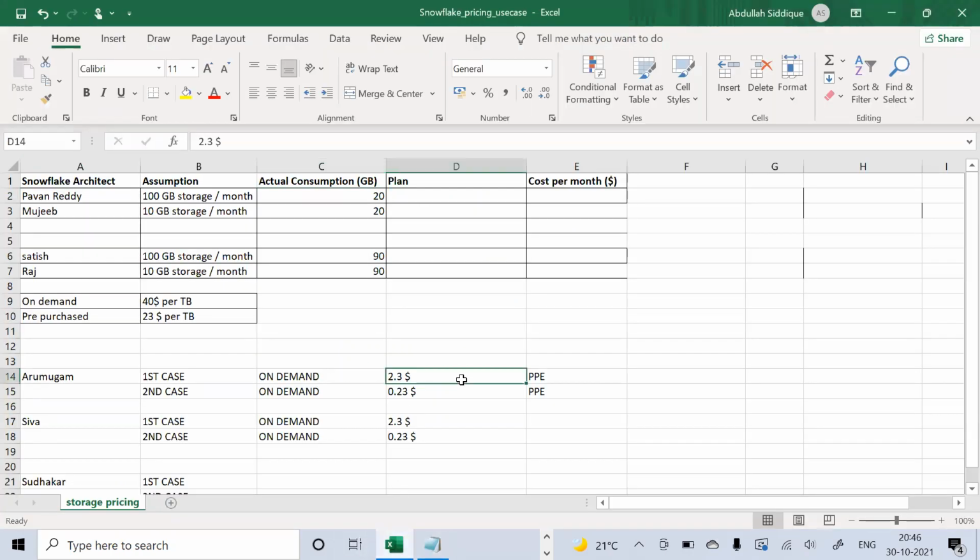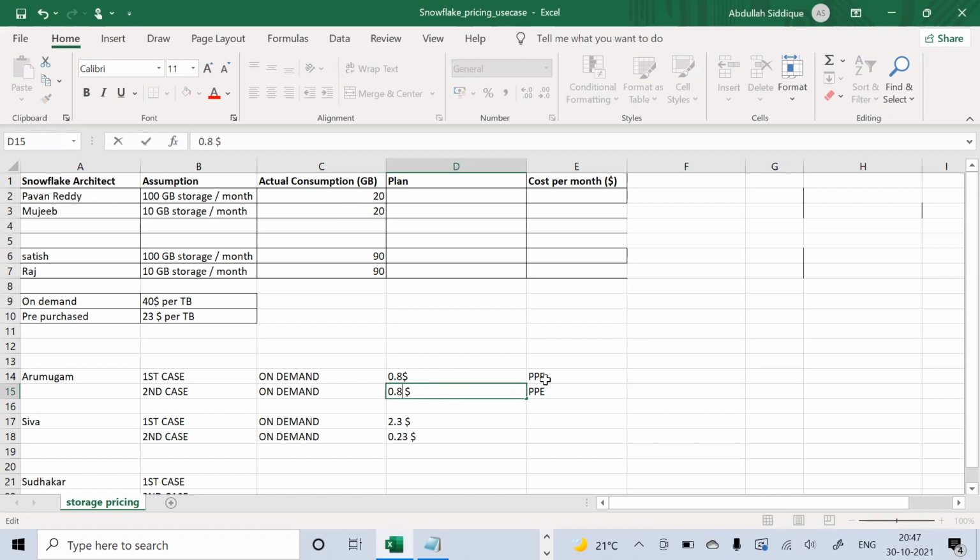So on demand is $0.8. And this will also obviously be $0.8 only because we are doing on demand. This is your on demand, right? This is what the actual consumption is. That is why we have to take this, not this. This is for PP, pre-purchased. This is for on demand. So this will also be the same, $0.8.